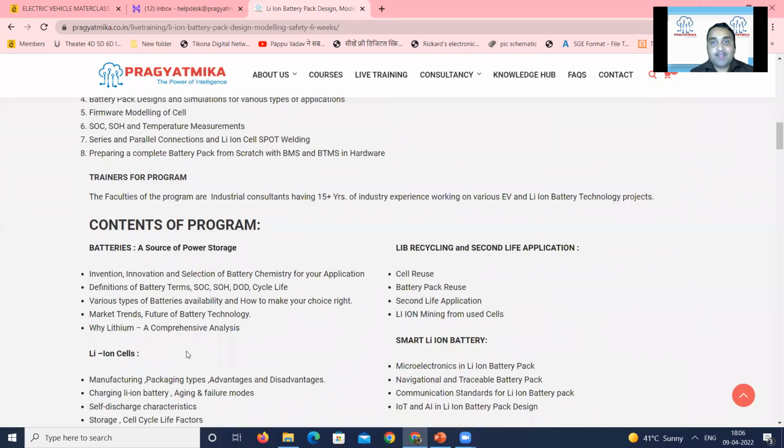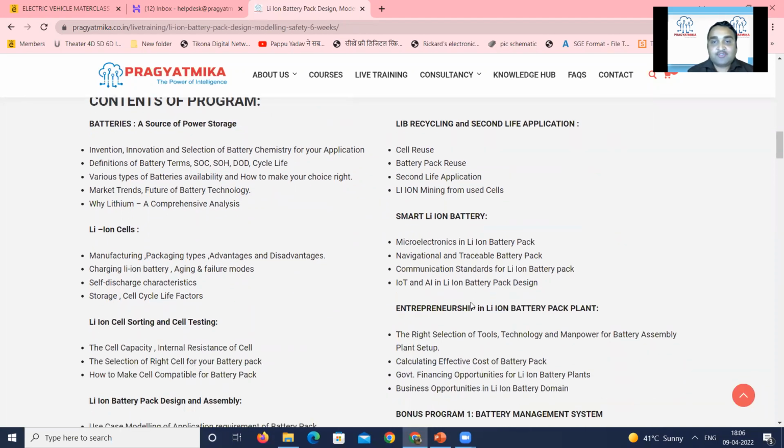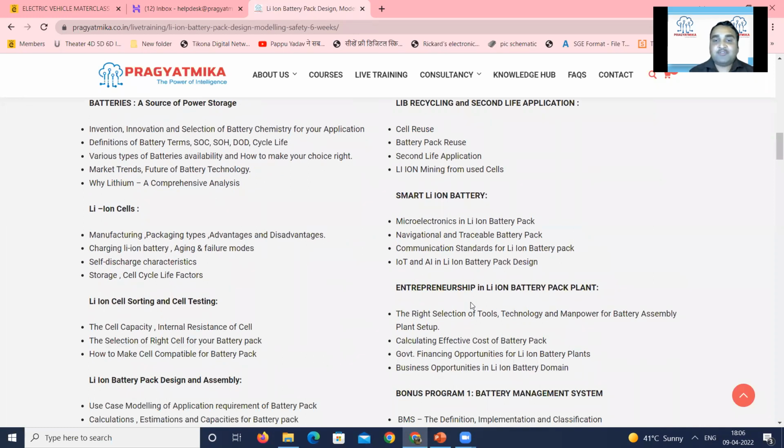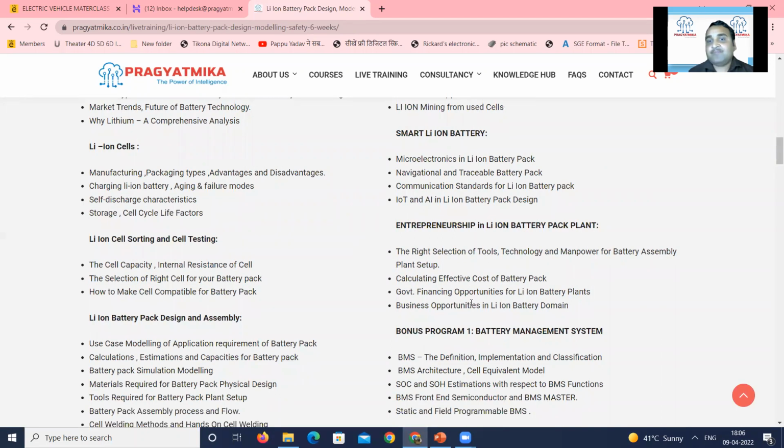Then it is the recycling. If you want to come into the recycling business for your battery pack, what are the things that are required for you? What is the requirement and how is the implementation of the smart lithium-ion battery? That's what we let you know. That's the machine learning and IoT in the battery pack. Then if you are going to set up your battery plant, what would be the tools and technology, the machineries, what would be the requirement, from where you can get it, what would be the cost, and how you can calculate the effective cost of your battery pack.